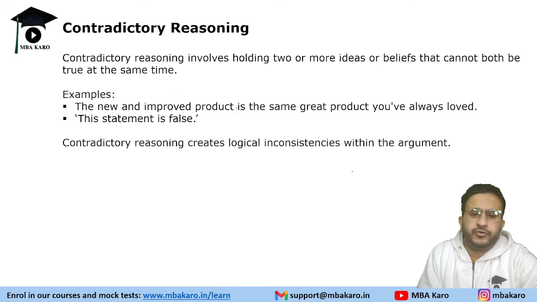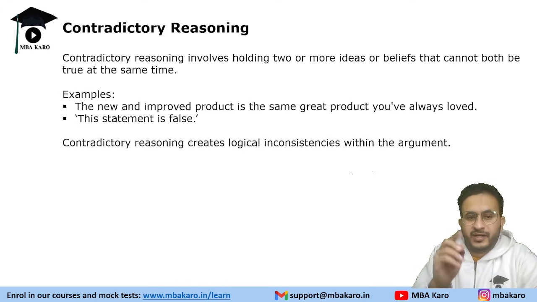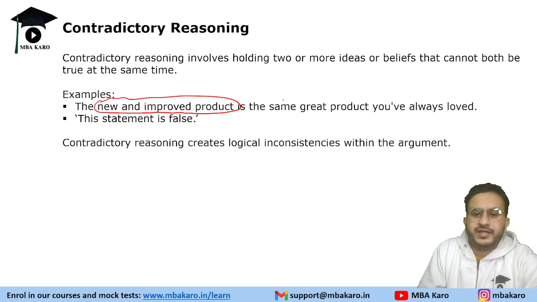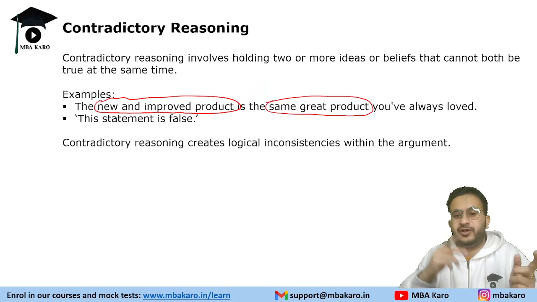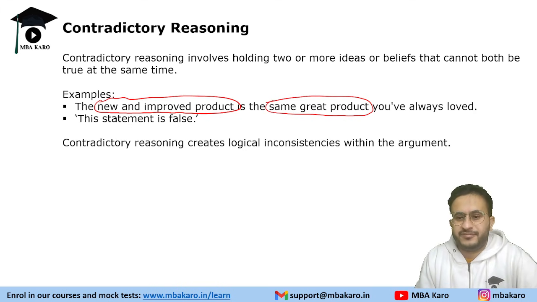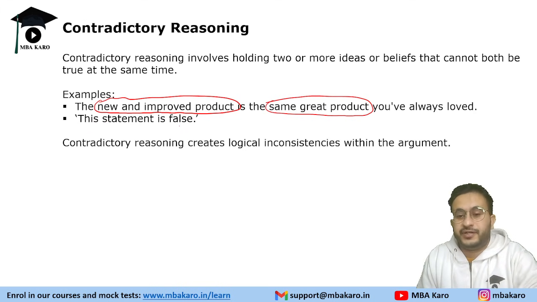"The new and improved product is the same great product you have always loved." How is it contradictory? It says new and improved, and also the same great product. It cannot be true, right? If it is new, it cannot be the same product. If it is the same product, it cannot be new. Like the iPhone: it says new and improved, the same product that you always love. If it is the same product, how can it be new? This is contradictory reasoning.